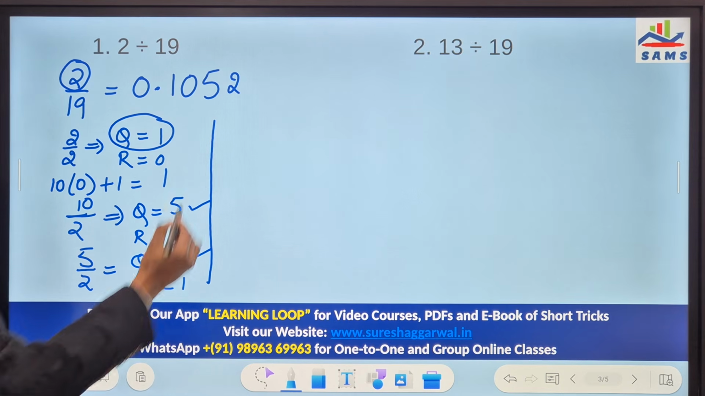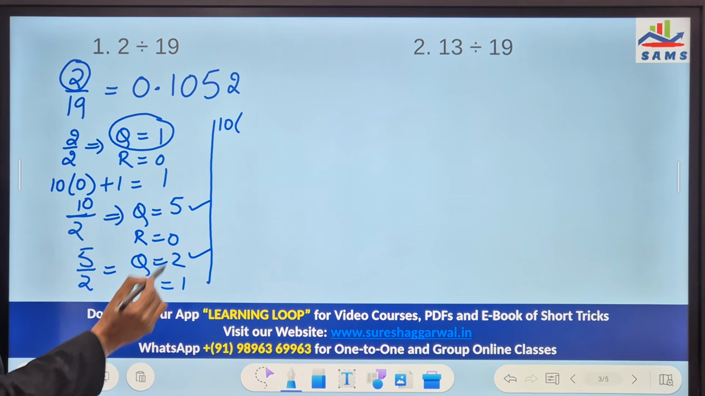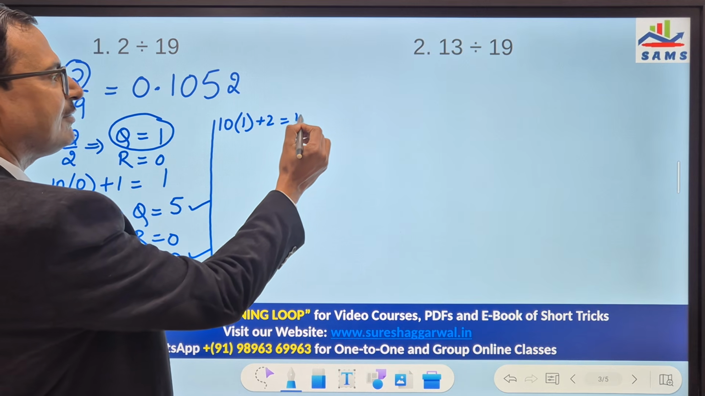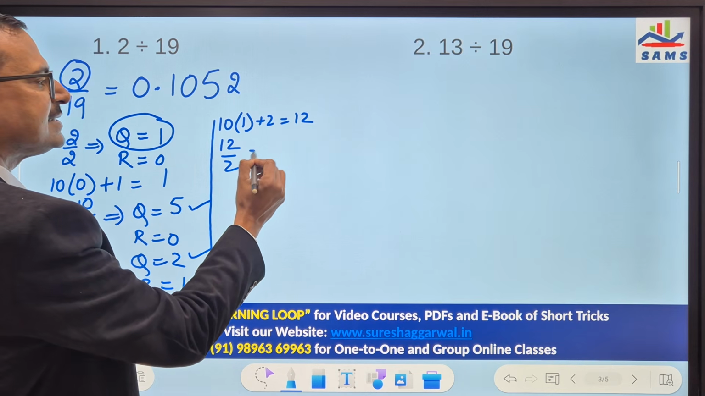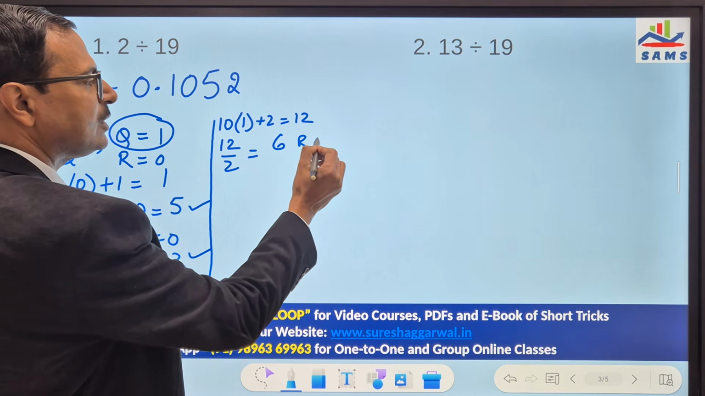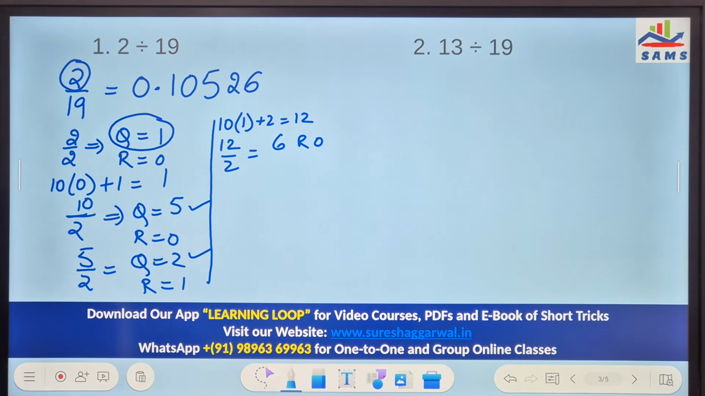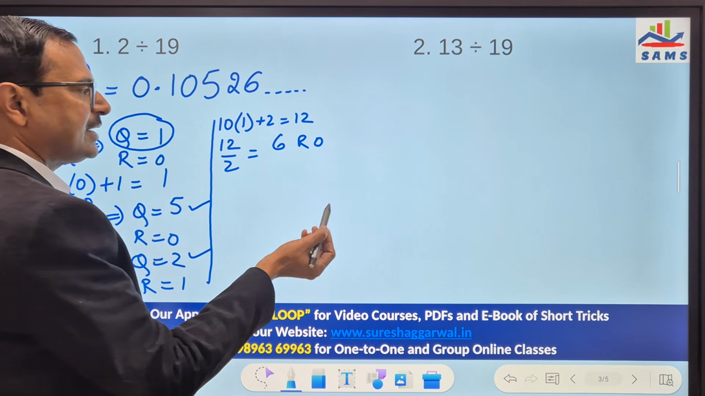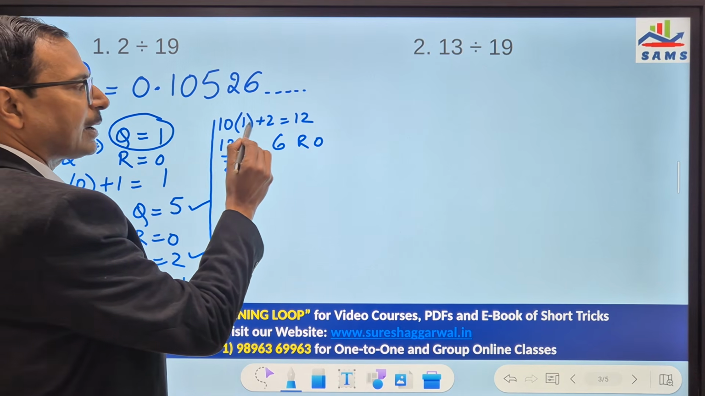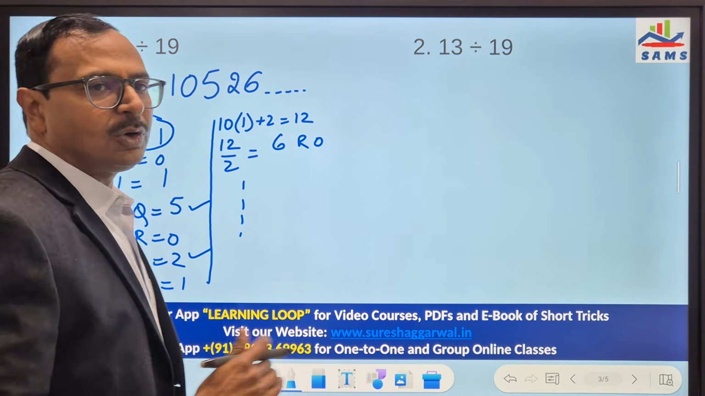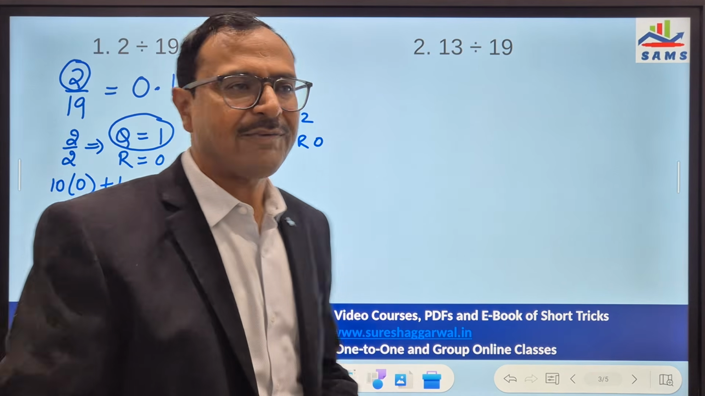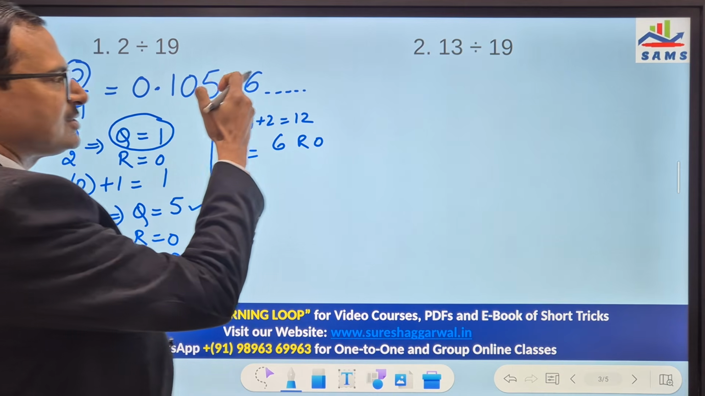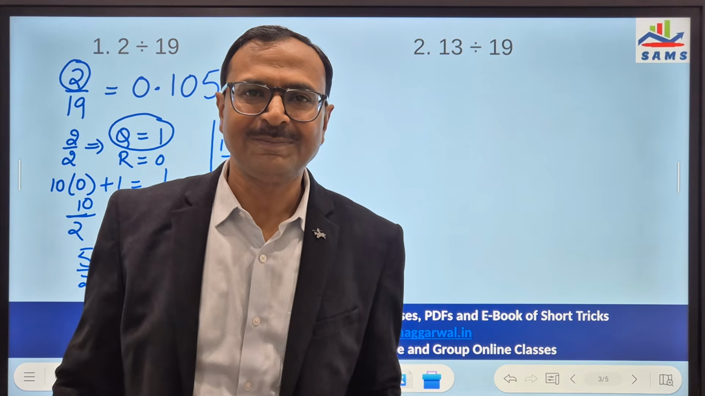10 into remainder is 1 plus quotient is 2, so this gives me 12. 12 by 2 is 6 with a remainder of 0. So 6 comes here, and next digit you can continue finding using the same process by finding 10 into r plus q, and as many digits as you want you can find for this 2 divided by 19. 0.10526 is the first 5 digits.